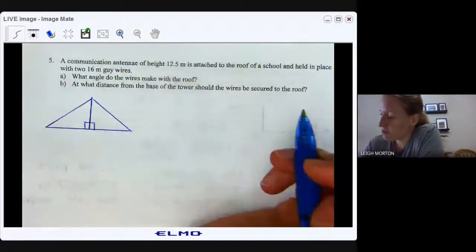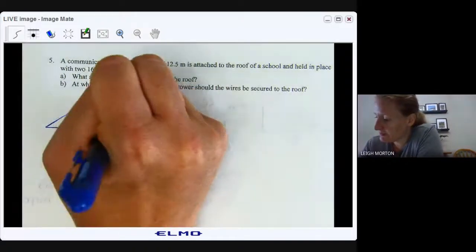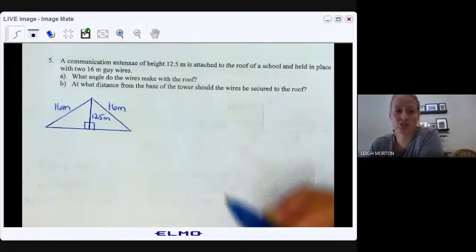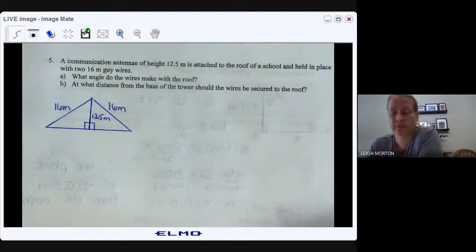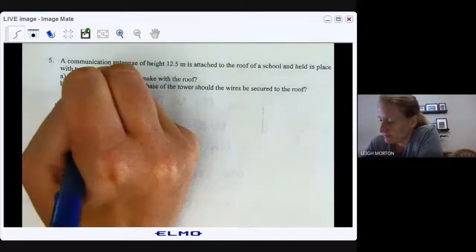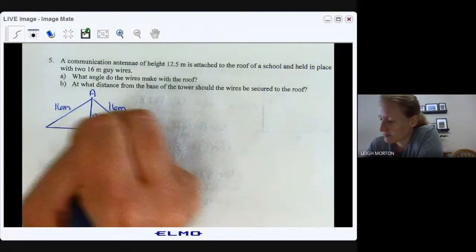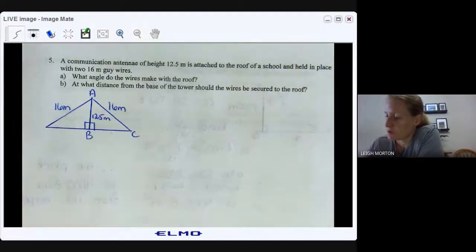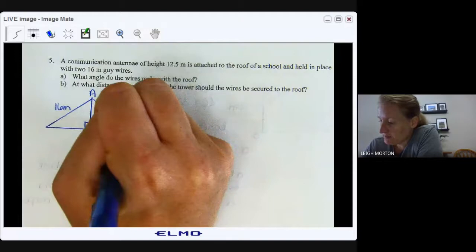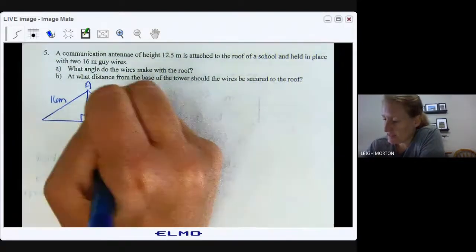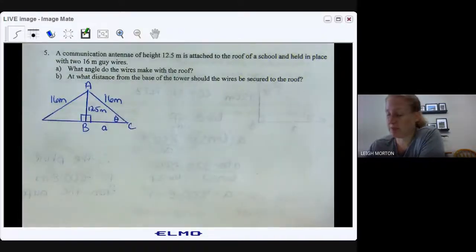So these wires are both 16 meters, and the height of the antenna is 12.5 meters. So we're being asked, what angle do the wires make with the roof? And what distance from the base should they be secured?